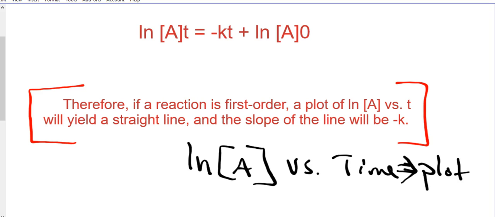Then what would your y-intercept be? That's the b part, right? What is this right here? All right, it helps us find the initial concentration. We won't use that as much, but it is usable.